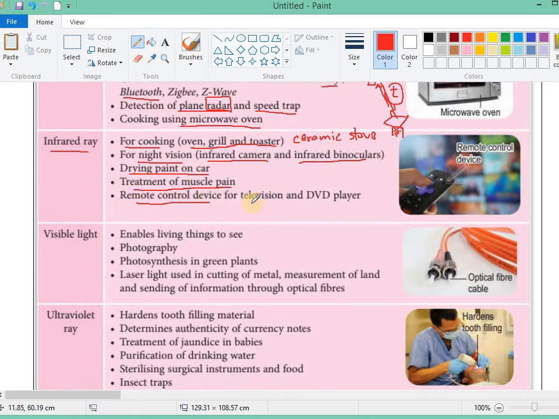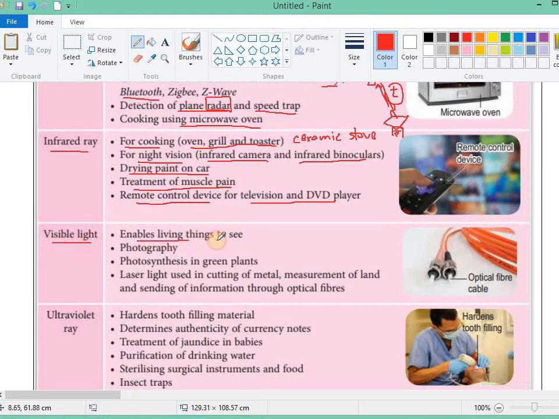Remote control device for television and DVD player. Any remote control, your TV remote control, Astro remote control, the remote control for your aircon, whatever, all remote control. If you look at the front of the remote control, you can see a small red color bulb. So when you press your remote control, the red color bulb will produce infrared ray. If you look at the bulb, you don't see the bulb produce any light, because the light that is produced is infrared, and the wavelength of infrared is too long, so our eye cannot detect it.